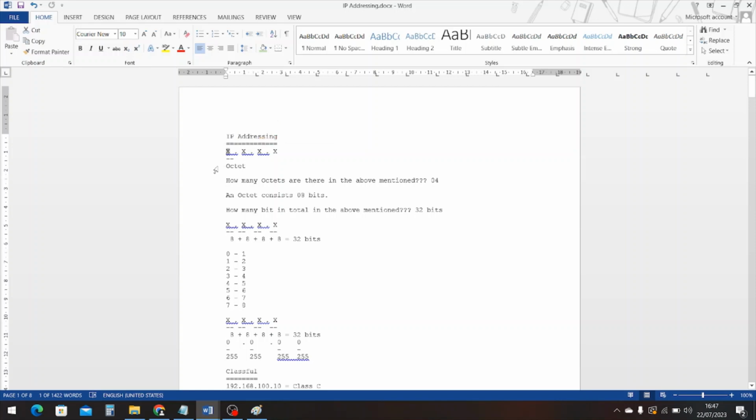is called an octet. So how many octets are there? There are 4 octets in an IP address. You can find 4 octets. An octet contains 8 bits. So what's the total number of bits? 8, 16, 24, 32. There are 32 bits in total.